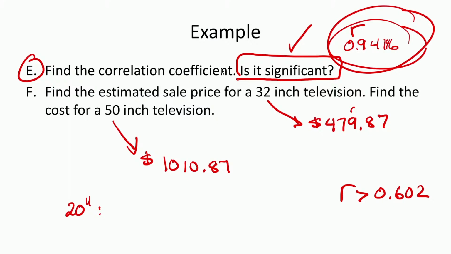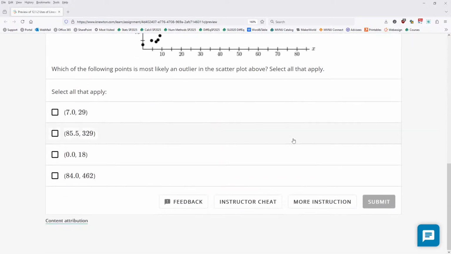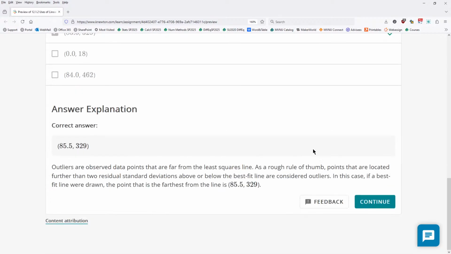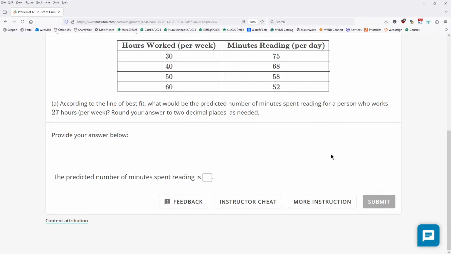I know this is going to be a little annoying because I can't get to the actual problem I'm interested in, but not to worry. So this first thing, finding outliers, that's easy enough. I'll just cheat on this one. There's one type of problem that I want to make sure that we see. Predicted number of minutes. That's easy enough.